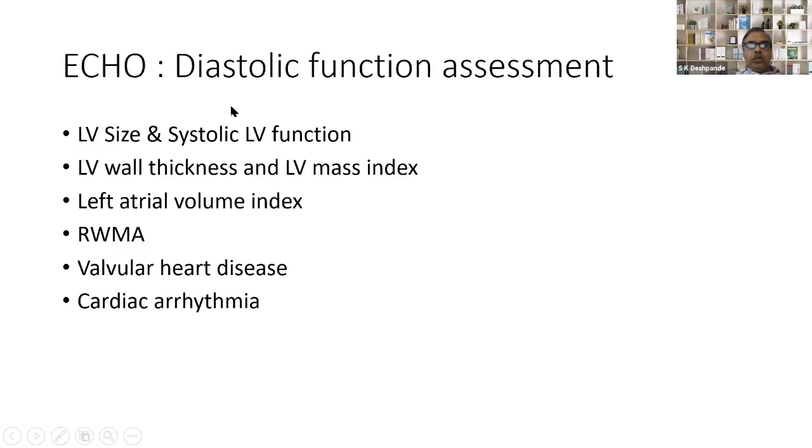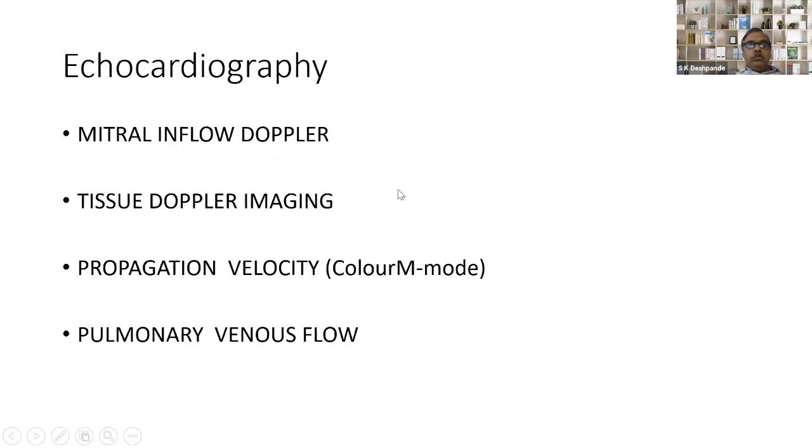What do we see in echo? We see LV size, systolic LV function, LV wall thickness and mass index, left atrial volume index, whether there are regional wall abnormalities, valvular heart disease, and cardiac arrhythmias. So these are the four things which we see in the echo: mitral inflow Doppler, tissue Doppler, propagation velocity, and pulmonary venous flow.